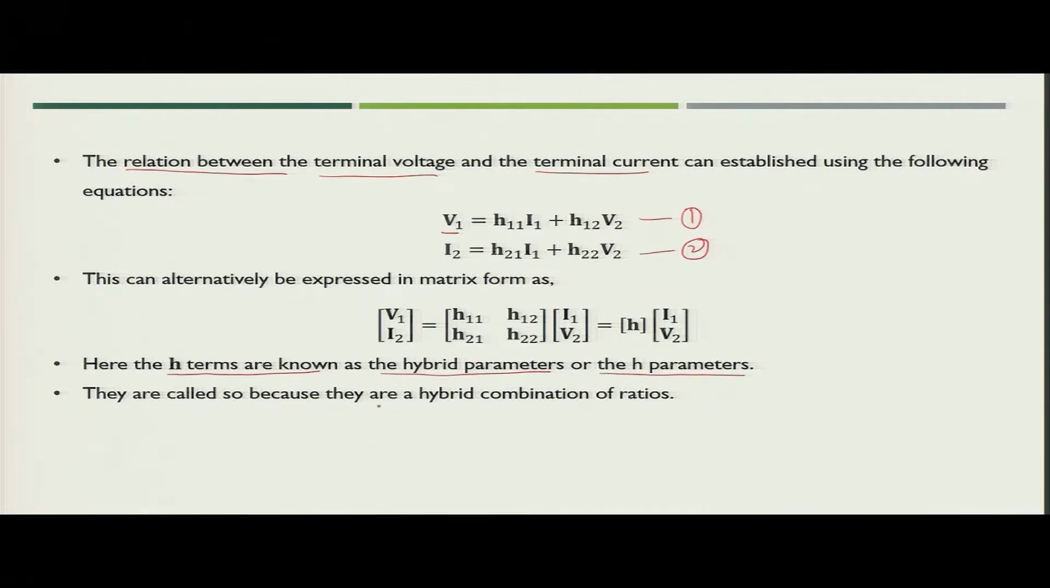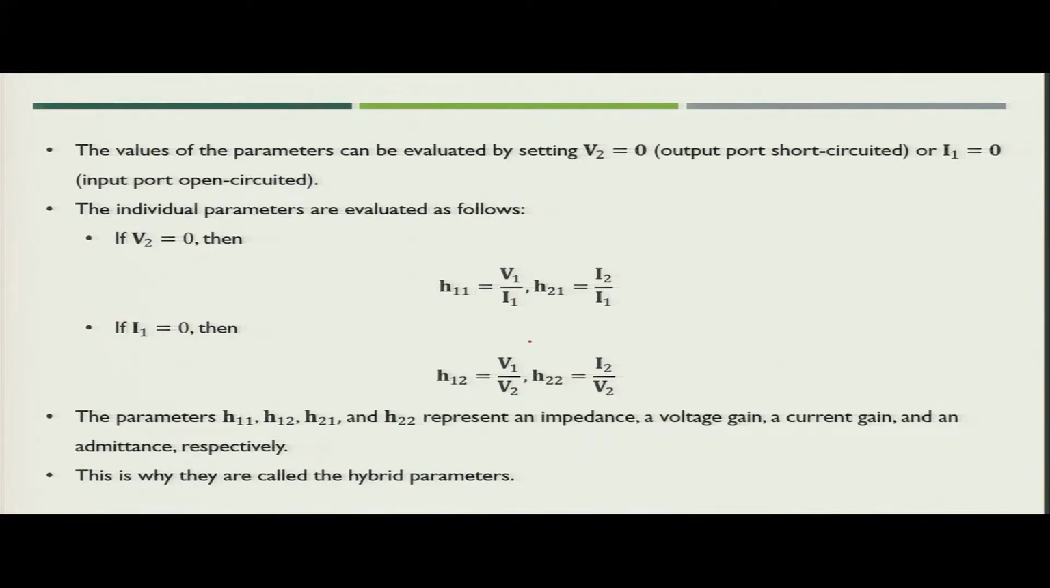So, why are they called hybrid? Because in this case we have a combination of ratios. If you see H11, it has the relationship between V1 and I1, while H12 has a relationship between V1 and V2. So, when you see these two equations, you will come to know that there is no uniformity in the parameters. These are the hybrid kind of parameters which we have in case of H parameters. How will you find the H parameters?